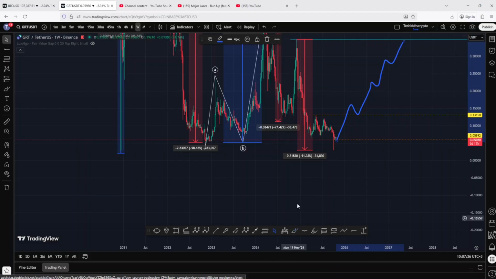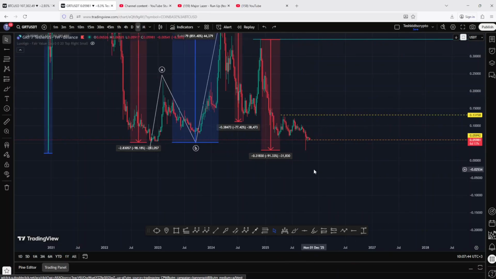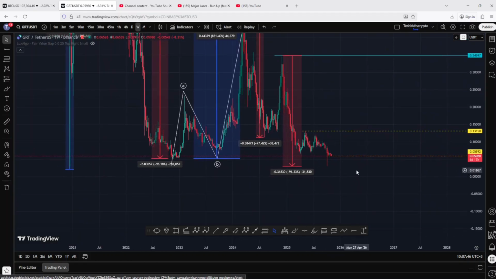So that is the price action that I expect here on the GRT chart on the short term, and let us be patient and see how that plays out, and I will ensure you stay up to date.